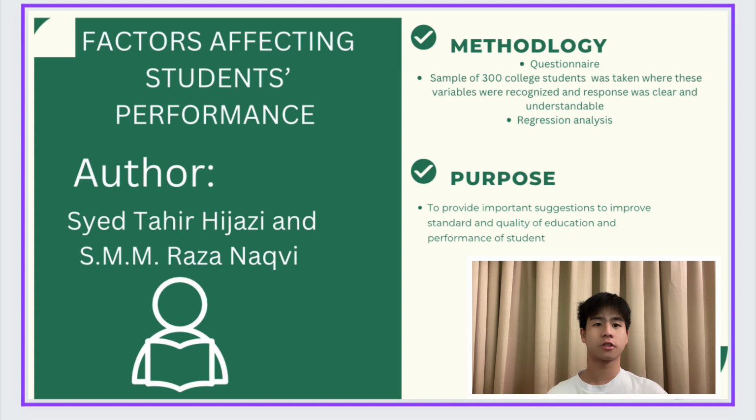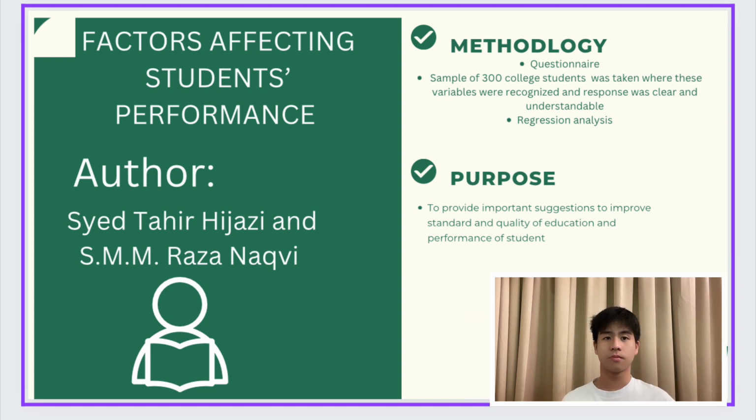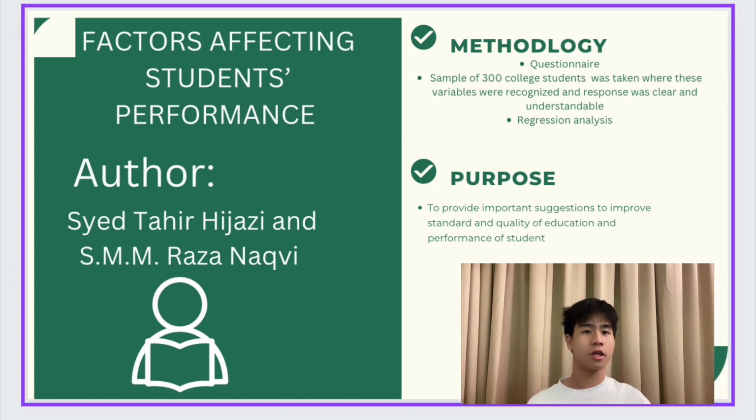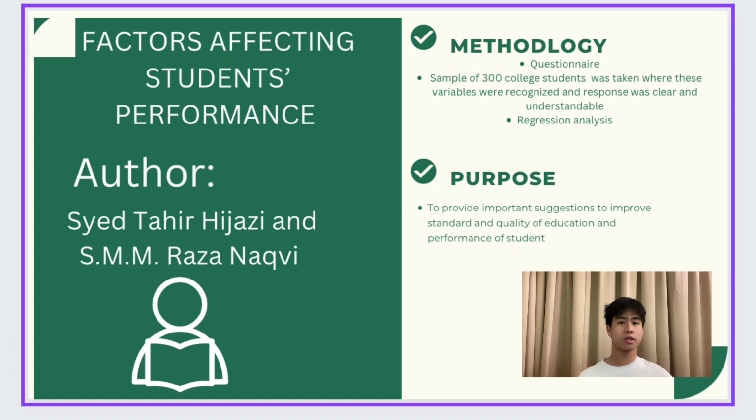Now, I'll be breaking down the first article, Factors Affecting Students' Performance, by Syed Tahir Hijazi and Raza Naqvi. For the methodology, this investigation was done through questionnaires, sampling 300 college students where variables were recognized and response was clear and understandable. After receiving all the data, a regression analysis was used to find out the correlation between multiple factors and the students' academic performance. The purpose for this investigation was to provide important suggestions so that it can improve the standard and quality of education and the students' academic performance.